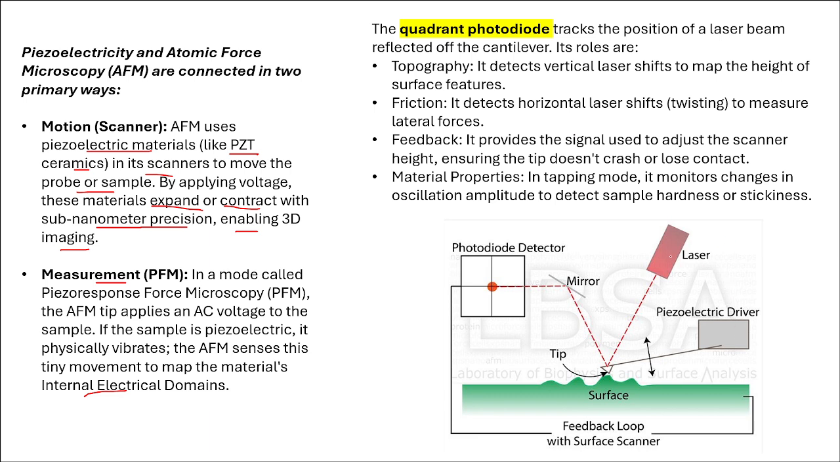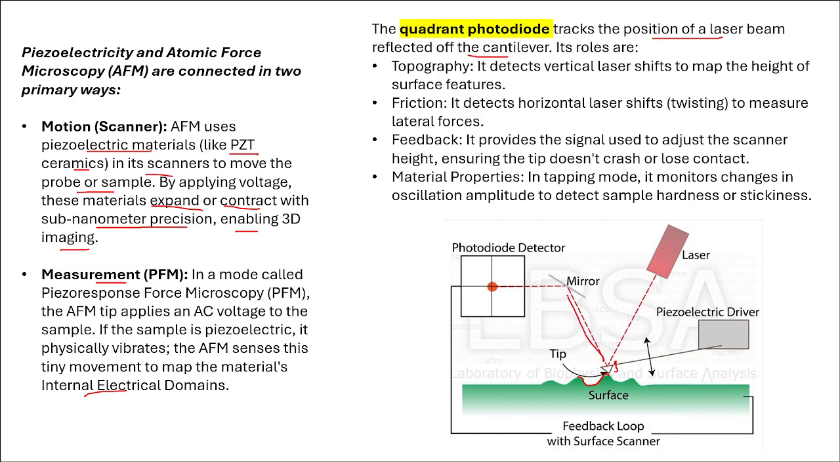And suppose this is the laser, it is falling on the cantilever. Whenever there is a deflection, suppose this cantilever scans, and when it goes down, again there would be bending of light. Then when it comes to this point, again there would be bending of light, because this will keep on moving. Then the quadrant photodiode tracks the position of the laser beam reflected off the cantilever.